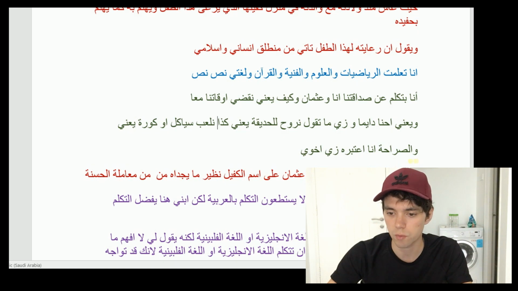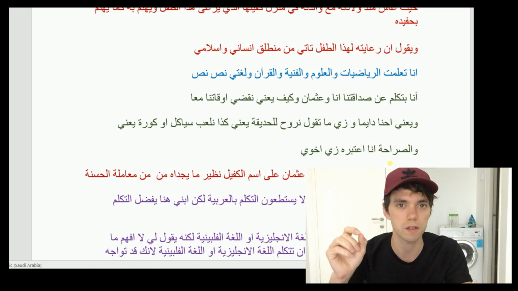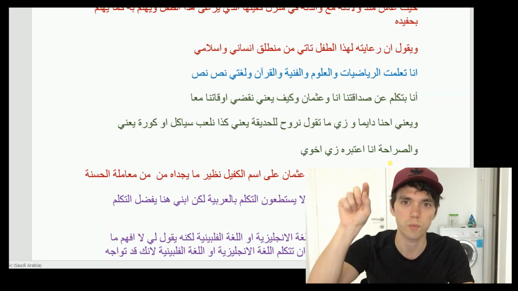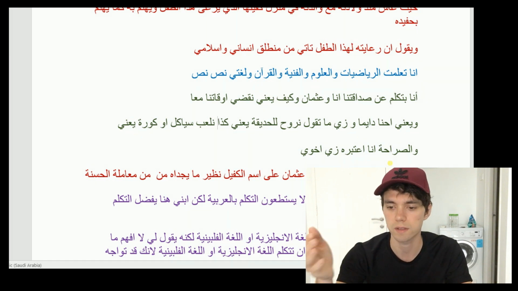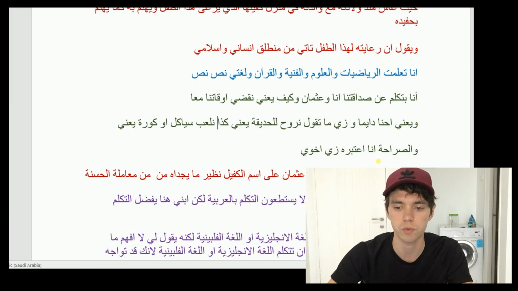And this is good. وصراحة أنا أعتبره زي أخوي. And to be honest, I consider him a brother. Like he's like a brother to me. That's what he's saying there, which is very sweet and nice. الصراحة in Fusha would be translated as في الحقيقة or حقا, something like that. حقا with a ha, qaf, and then alif tanween. حقا, في الحقيقة, to tell the truth, truthfully. والصراحة أنا أعتبره زي أخوي.